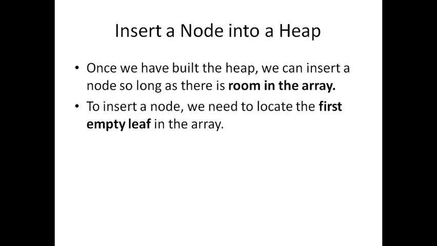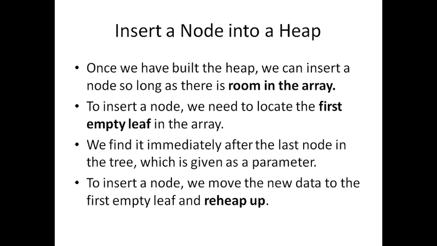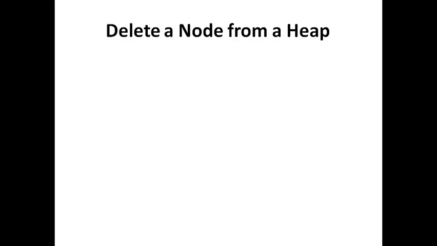To insert a node, we need to locate the first empty leaf in the array, and then we put the value into that particular location, and then we make a call to the reheap up algorithm, which will take care of the realignment of the heap tree so that it gets back the heap quality. So this is the algorithm behind it. We increment the last and move data to the last node, so that the last leaf node is inserted with the new value. After that, it's just a matter of making a call to the reheap up algorithm. In this way, we can insert a single value into a heap tree.